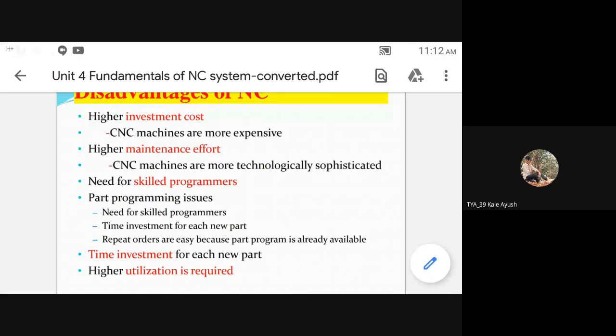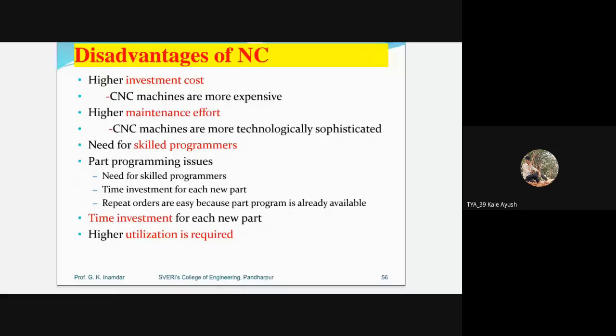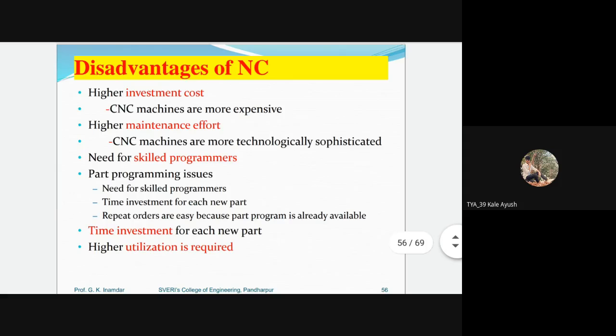This is the advantage: repeat orders are easy because part programs are already available. Now the second disadvantage is the time investment for each new part.